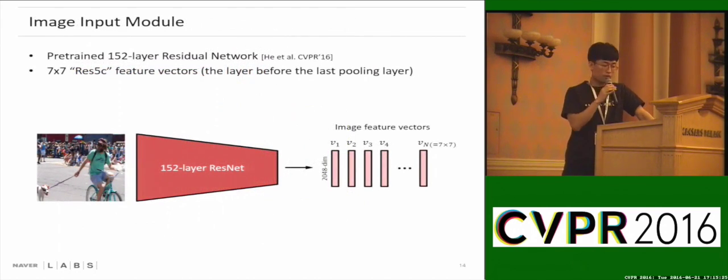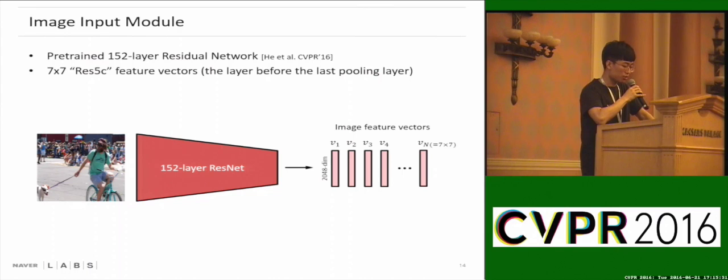First, let me look over the image input module. We employ a pre-trained deep residual network with 152 layers, and we extract high-level feature vectors which correspond to 7x7 different image regions.